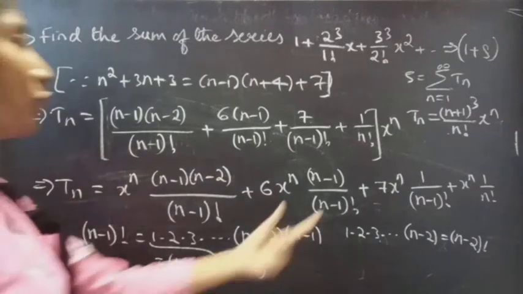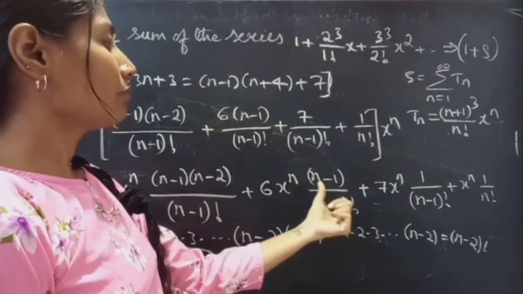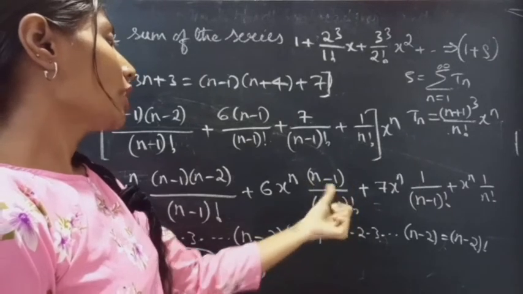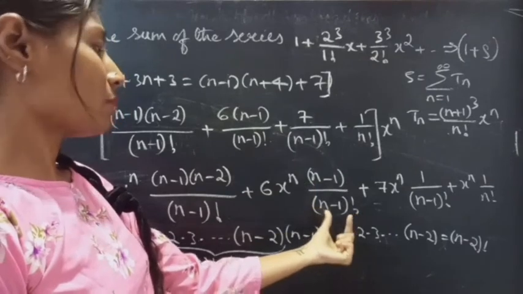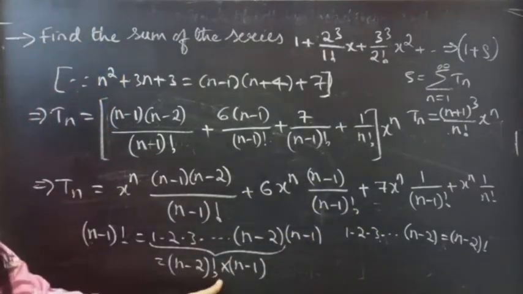And in the numerator of the second term also we have n-1. So in order to cancel this n-1 from the numerator, we'll replace (n-1)! by (n-2)! into (n-1). Okay.